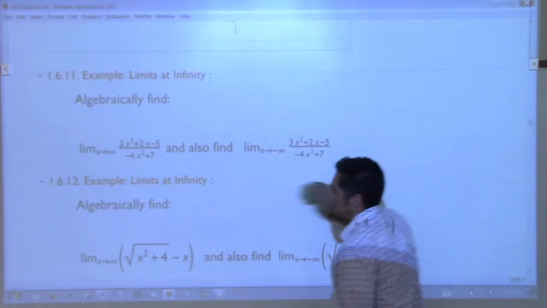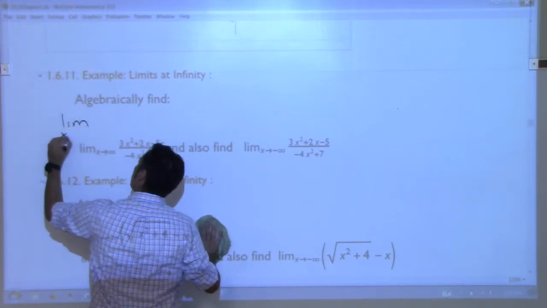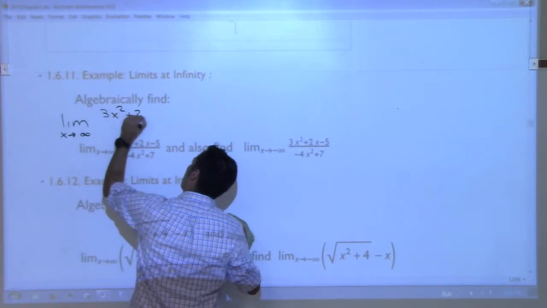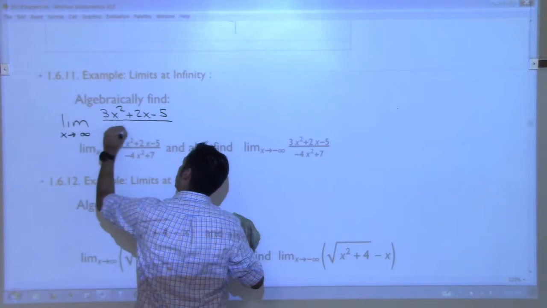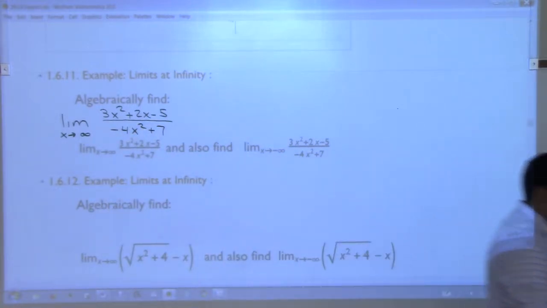All right, let's take a look at this one. I'm going to write it down. Limit as x goes to infinity of 3x squared plus 2x minus 5 over negative 4x squared plus 7. Okay, let's do that.